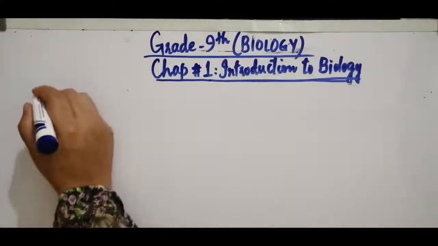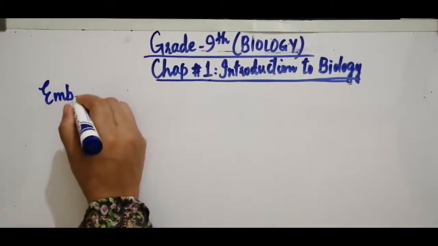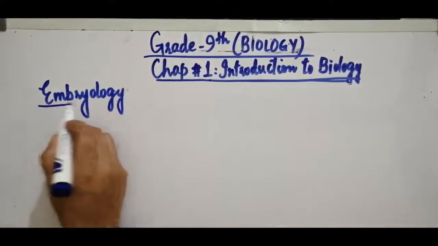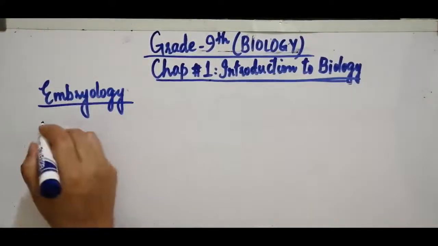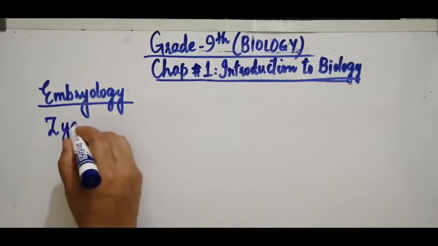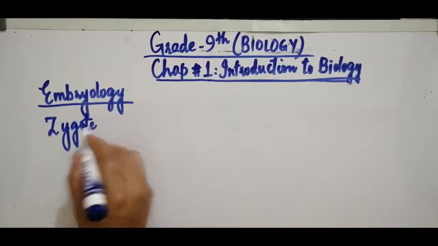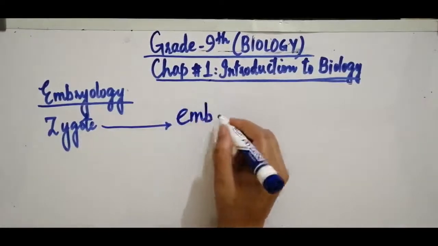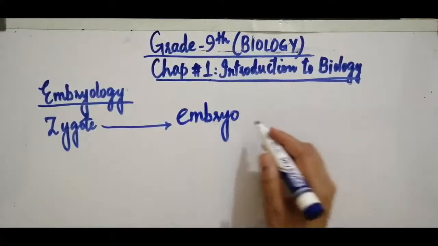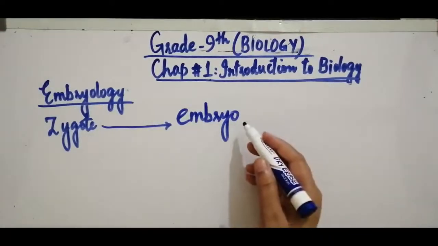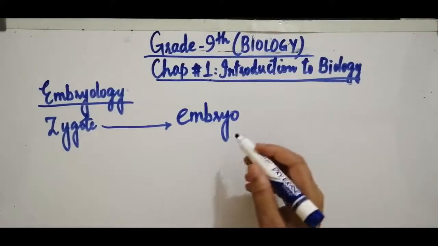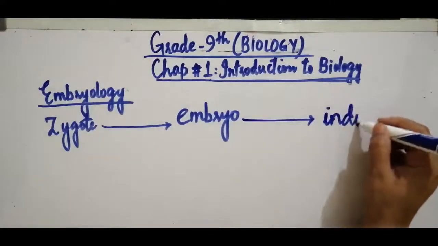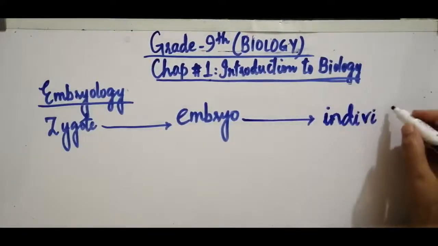The next branch of biology is embryology. Now, the word embryology comes from embryo, and embryo actually forms from a zygote, which is a single cell. So the complete development of the zygote into an embryo, and then further division of cells in the embryo develops a new individual in the form of man, animal, or plant.